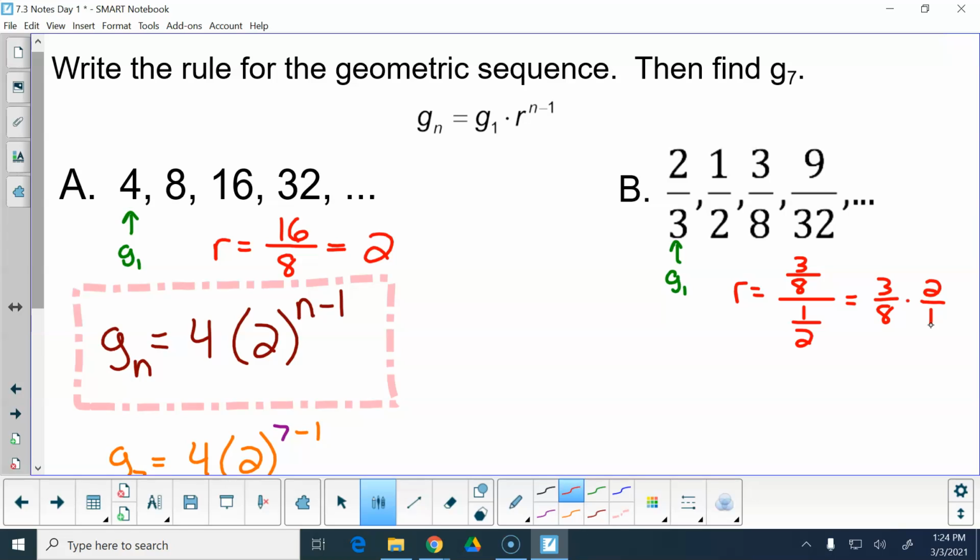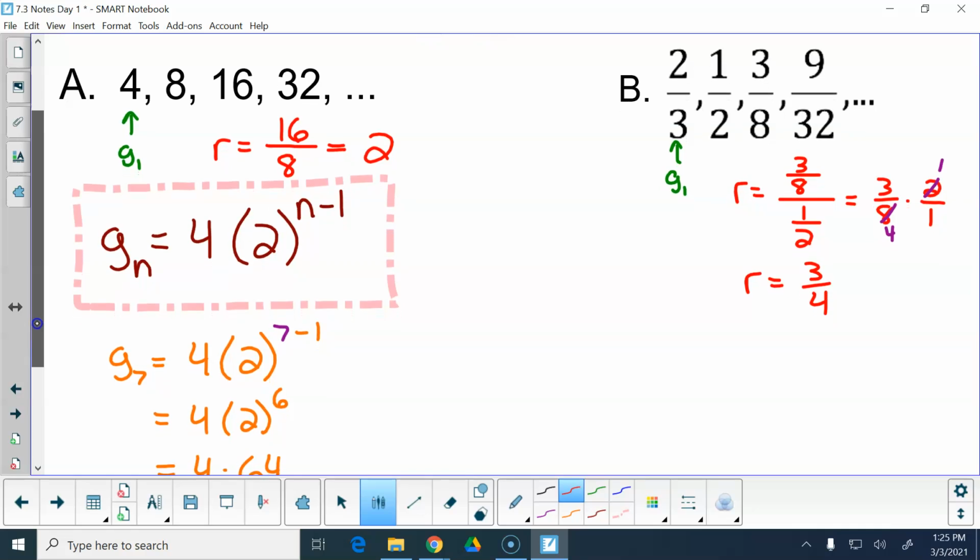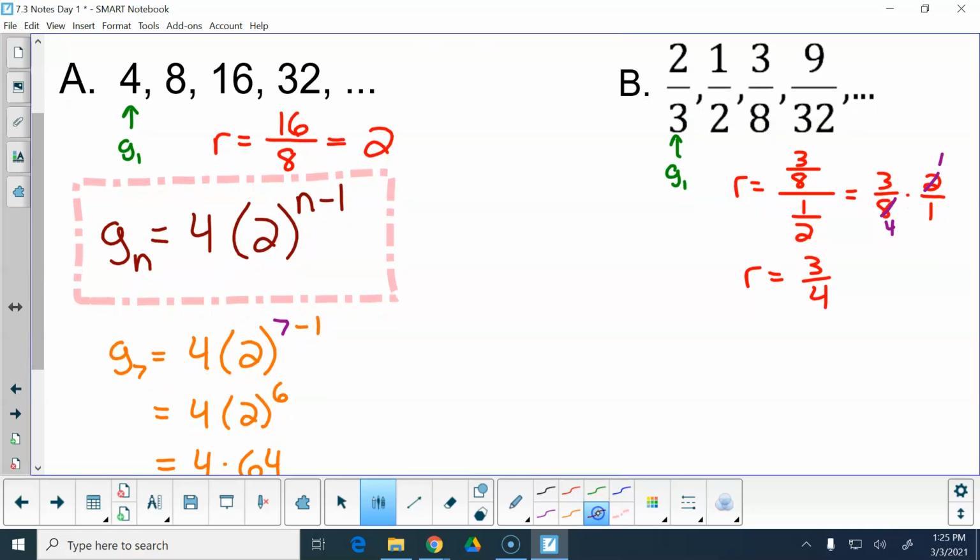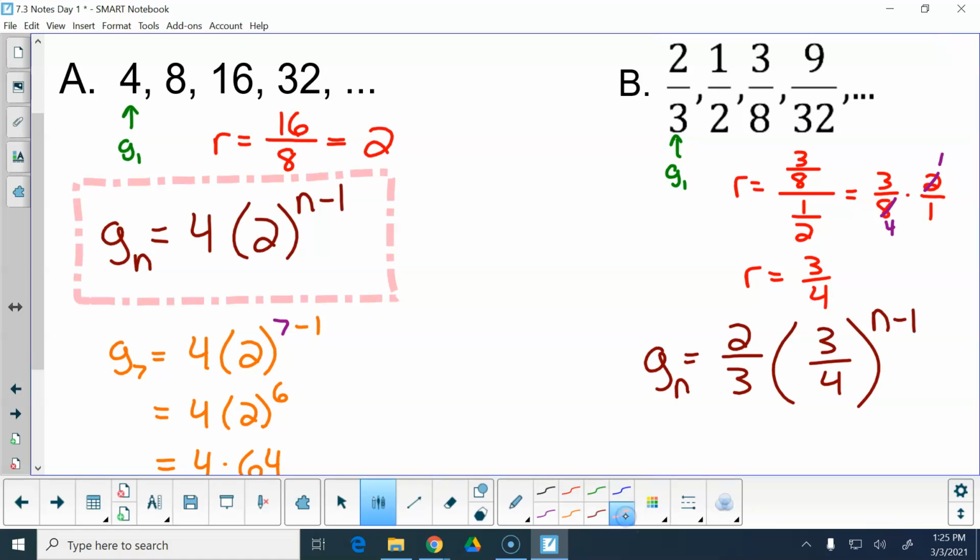Mr. Lake, it's 3/4, right? It is 3/4 because the 8 crosses out or 2 crosses out in the 4 there, so my R value is 3/4. Okay, so when you have the G of 7 or whatever. Hold on, we're not there yet. We've got to get the rule first. Okay? So my rule then is 2/3, because that's my first term, times 3/4 to the n minus 1 power.